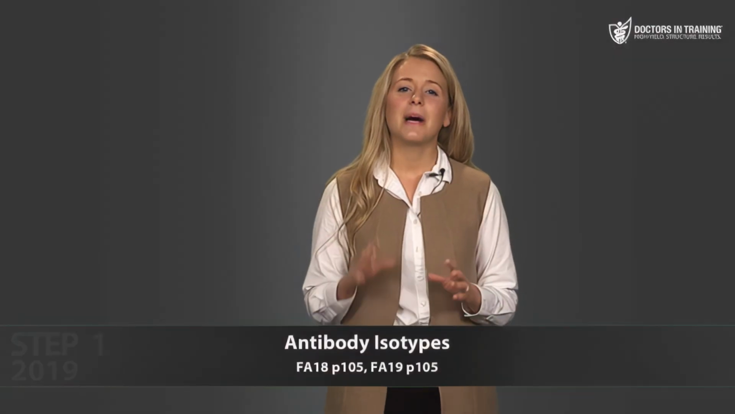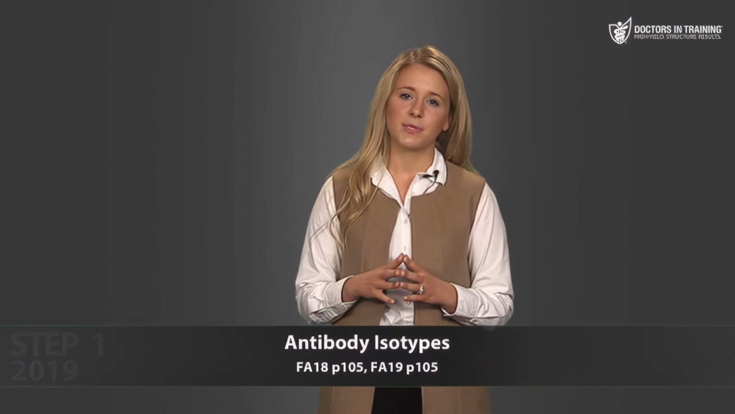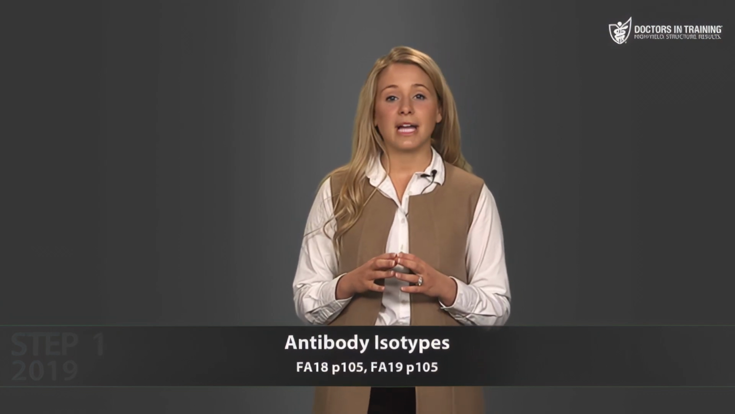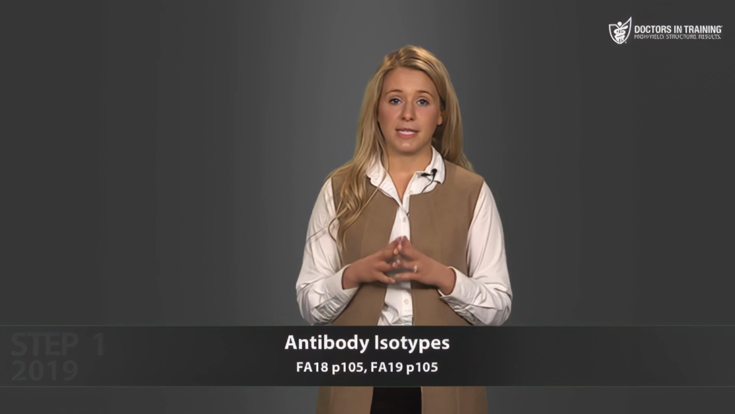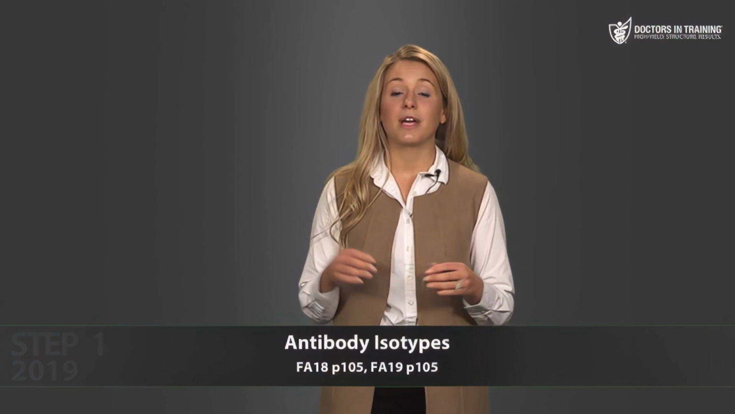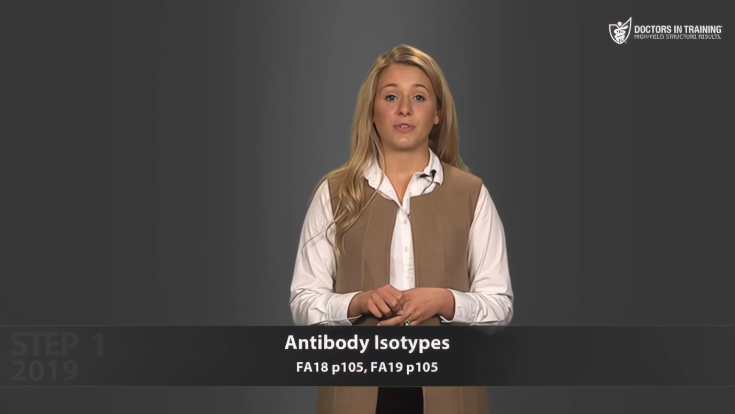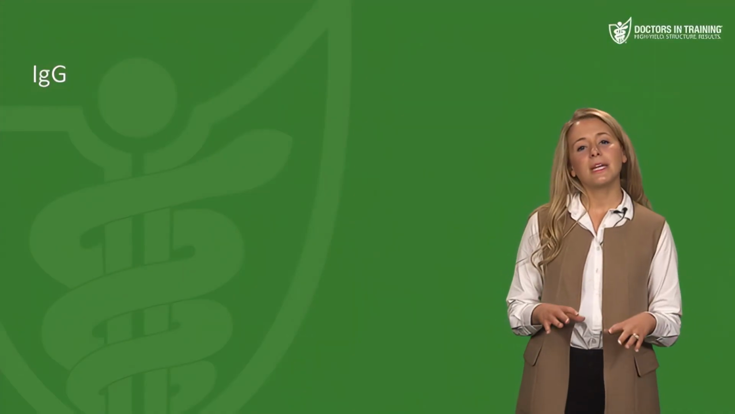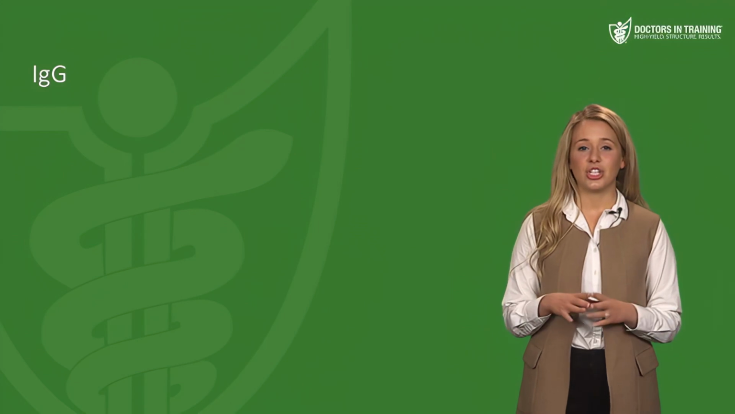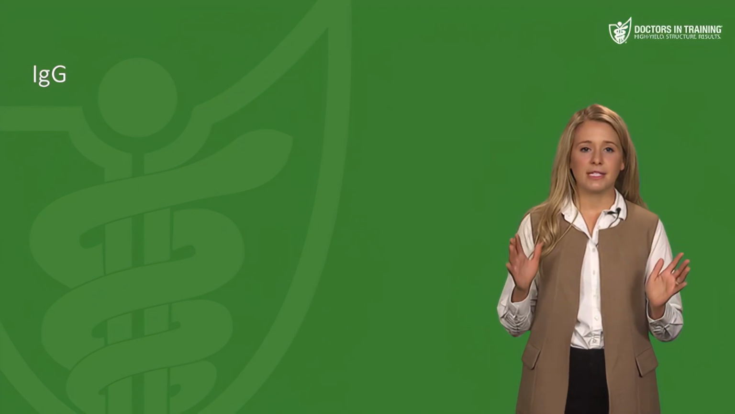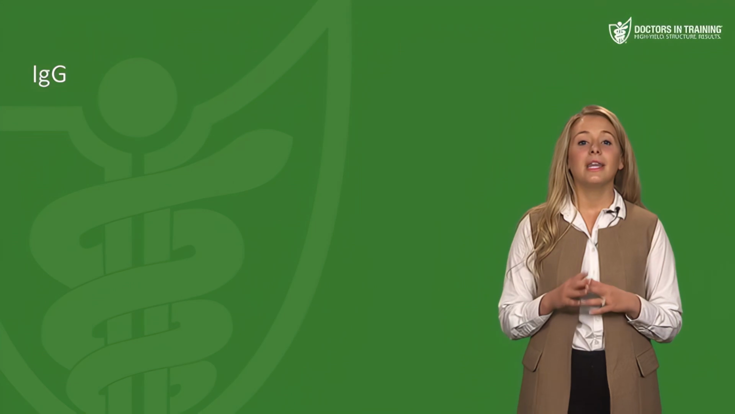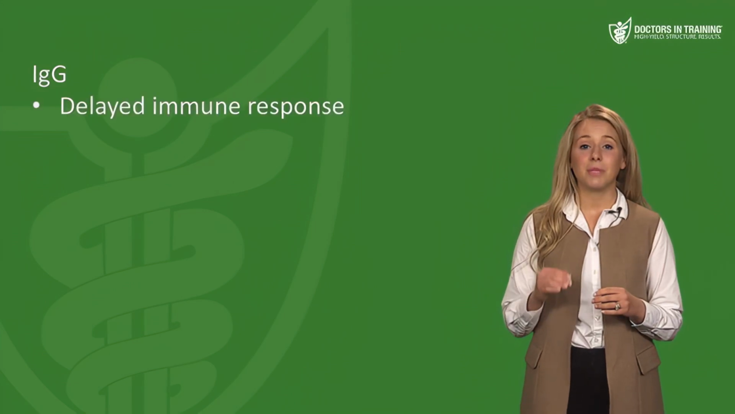Now, let's talk about the different immunoglobulin isotypes. We said that IgM and IgD are found on the surface of B cells, but some isotypes are found in the circulating blood. Let's talk about those circulating immunoglobulins first. The main circulating immunoglobulin is IgG. It is the most abundant immunoglobulin in the blood, and the IgG is part of the delayed immune response to an antigen.